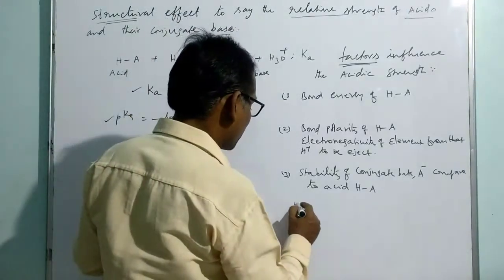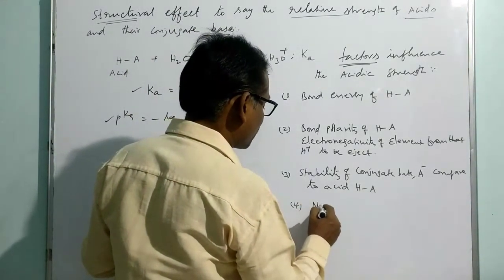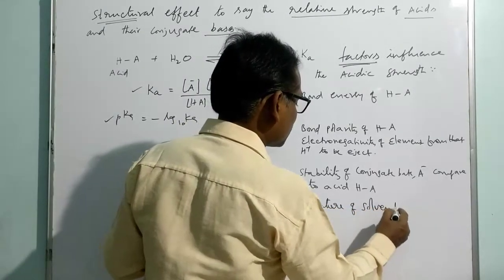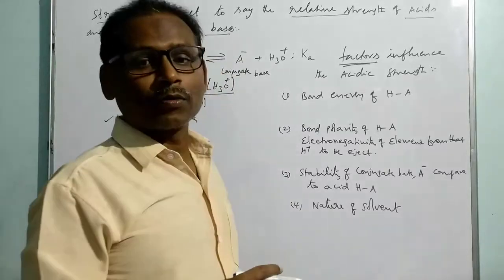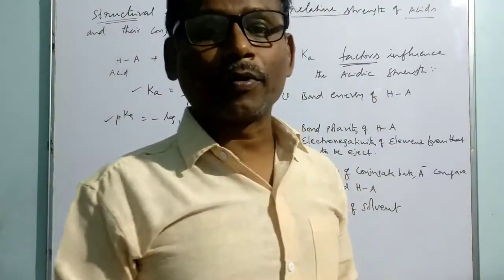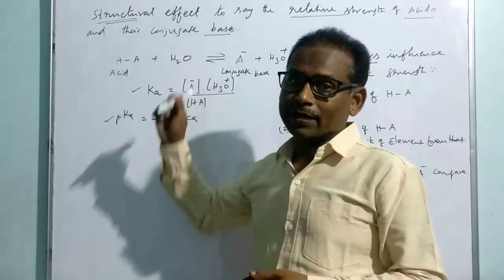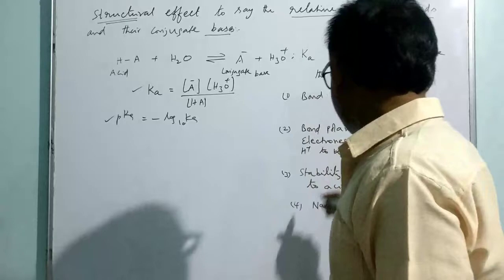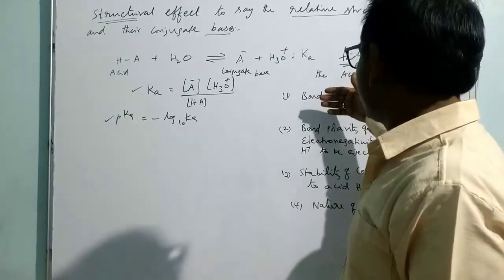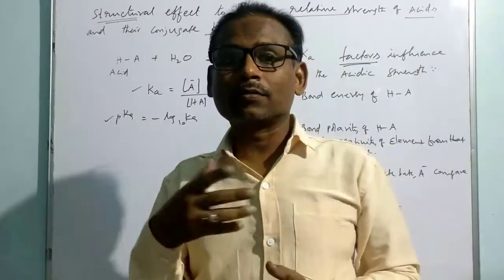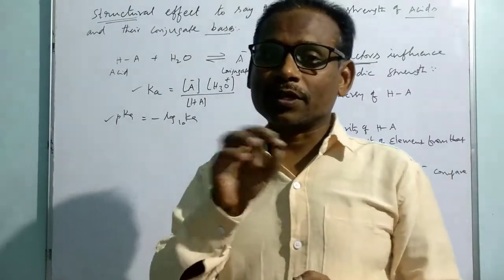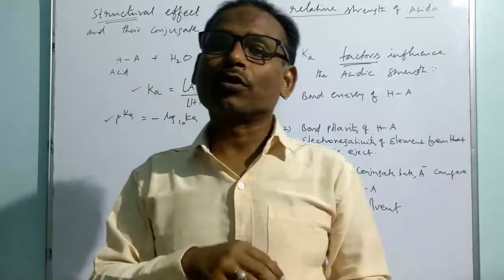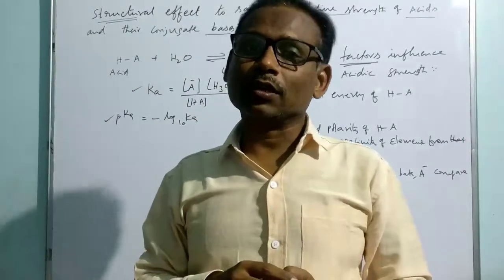And finally the last factor is the nature of solvent. We have solvents like polar and non-polar, and which solvent is more appropriate in order to run the reaction, so as to dictate the acidic strength of the taken acid. So these are the factors. Now with reference to each factor, let us take some examples, to illustrate how the factors influence the relative acidic strength of the given species.